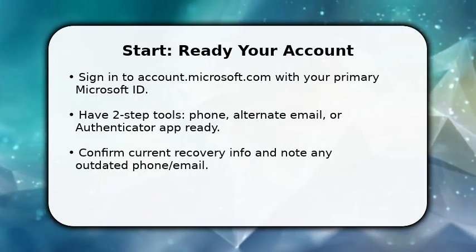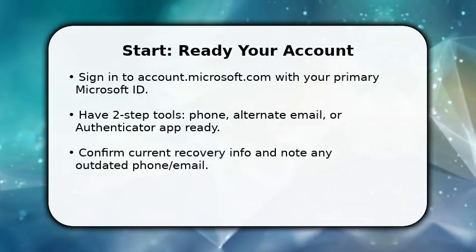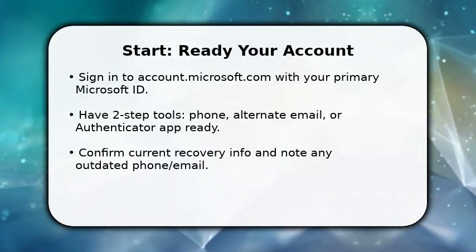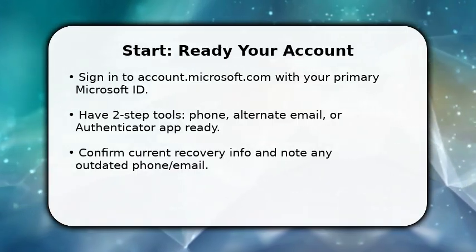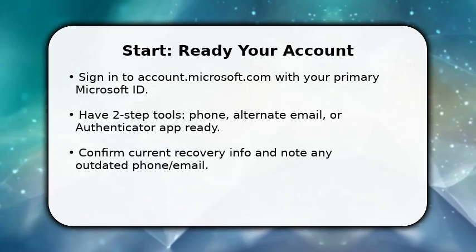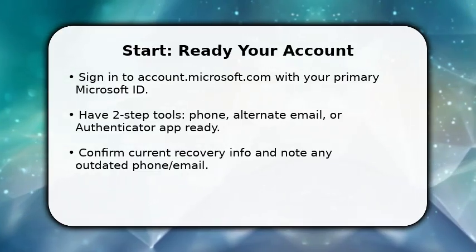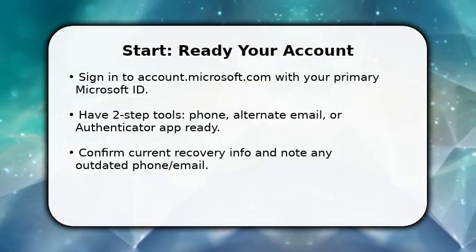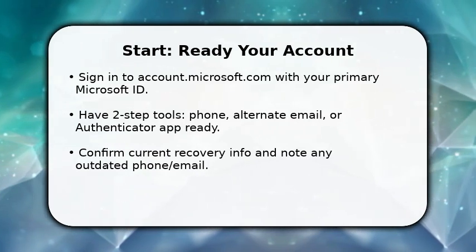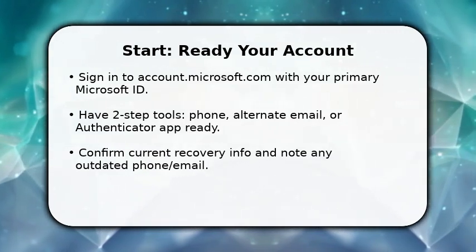Make sure you have at least one reachable method, phone, alternate email, or the Authenticator app, so you can quickly select a replacement. You're doing this to regain control and reduce lockout risk, so double-check that listed recovery contacts are current before you proceed to add or switch methods.